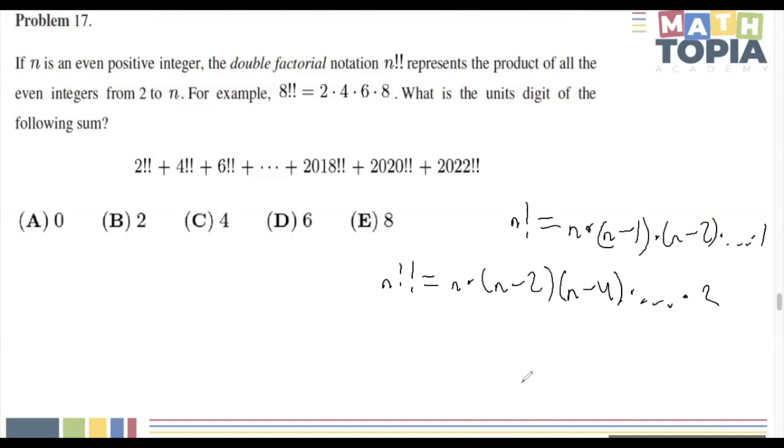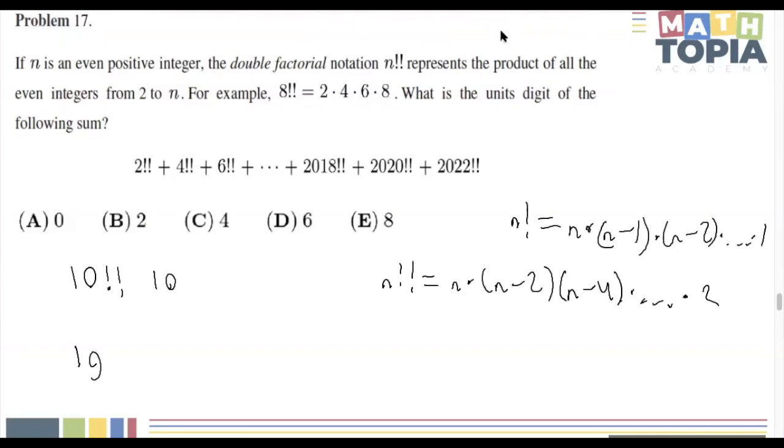But if you'll notice, if we go to the number, let's say 10 double factorial, this number has 10 in its product. So it's obviously going to have a units digit of 0. And every number following 10 double factorial will have that 10 in it. So all of those numbers from 10 double factorial on will have a units digit of 0. So they won't contribute to the sum.